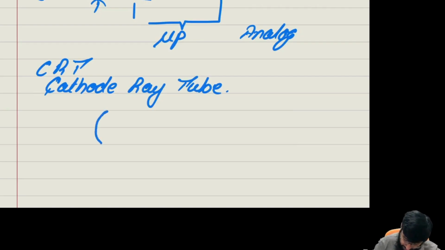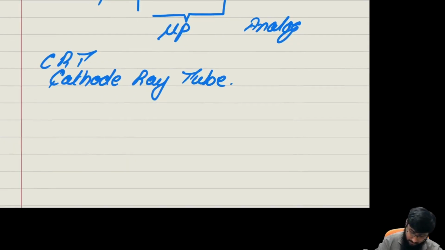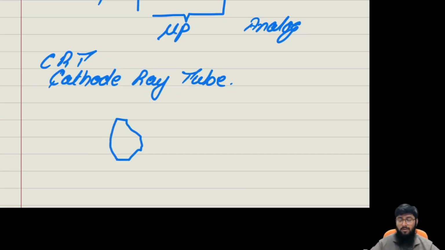This seems something like that. Sorry, my drawing is not too good. So they were something like that. So these were the cathode ray tube monitors.